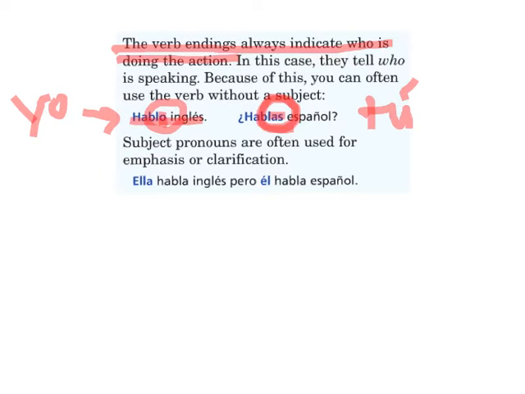Okay, however, subject pronouns are often used for emphasis or clarification. I want you to go ahead and write that one down too. In this sentence that follows here, habla can mean he or she or you formal. So what they've done is that they've gone ahead and put the subject pronouns here to tell us who they're talking about. So they're saying she speaks English, but he speaks Spanish. And because habla can be used in multiple ways, those subject pronouns are just there to clarify for us.